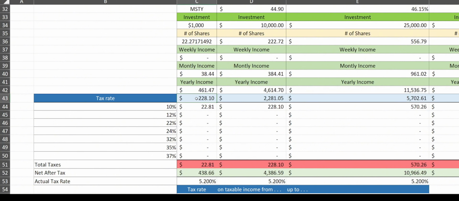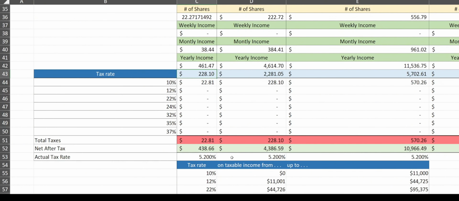So we have to pay taxes on this $228.10. Because this $228 fits in the $0 to $11,000 mark, we're only going to have to pay 10% in taxes, right? So that's only $22.81. You subtract that from the yearly income, and your take home is $438.66. And so technically that tax rate is only 5.2%. I'm going to go a little faster instead of talking about the individual taxes. It's just done per level, so whatever this number is, it fits in this level, and then you tax according to that specific percentage. Right, so let's get into it.